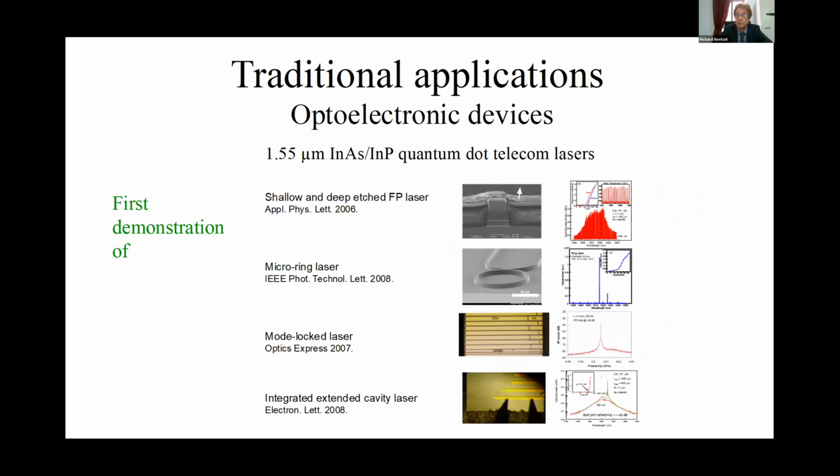Traditional applications of these quantum dots are optoelectronic devices, and here are examples which we did in the past of 1.55 micron indium arsenide indium phosphide quantum dot telecom lasers. On the top, a Fabry-Perot laser, deep etched, then a micro ring laser, mode-locked laser, and also an integrated extended cavity laser, all devices which are needed for the internet.